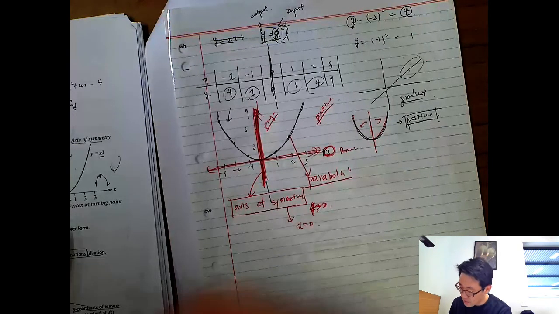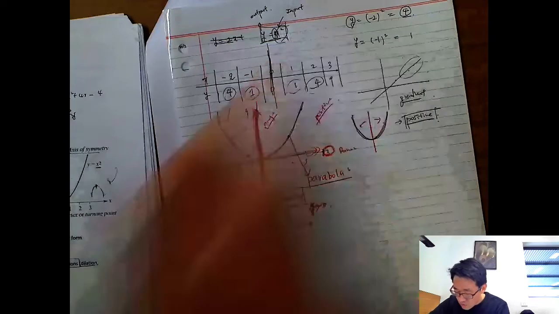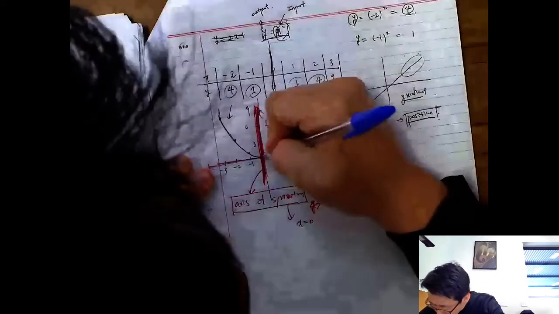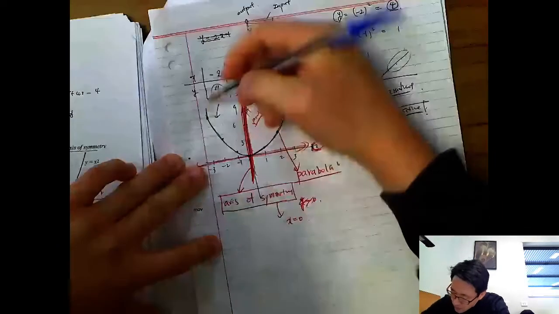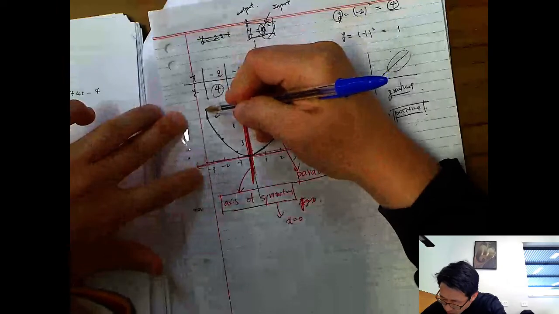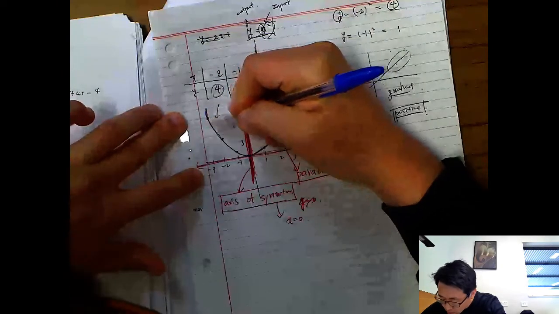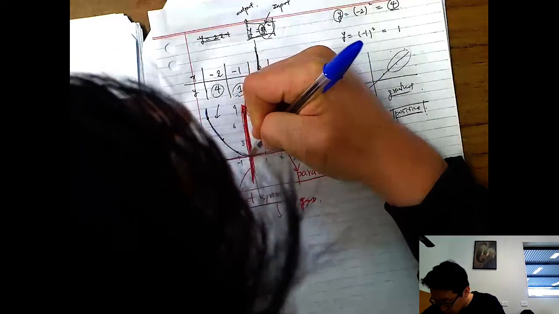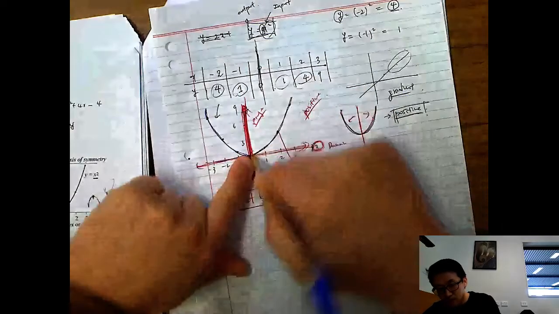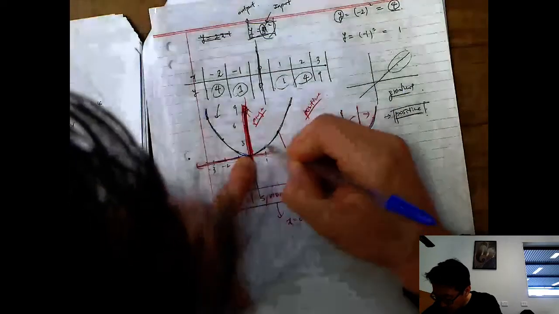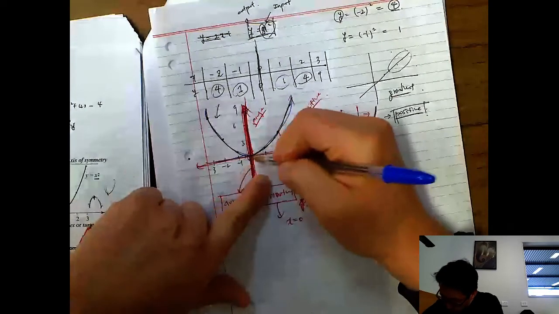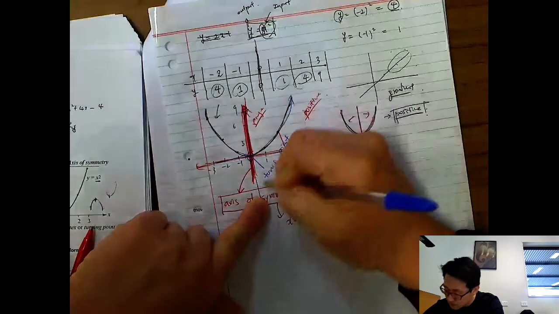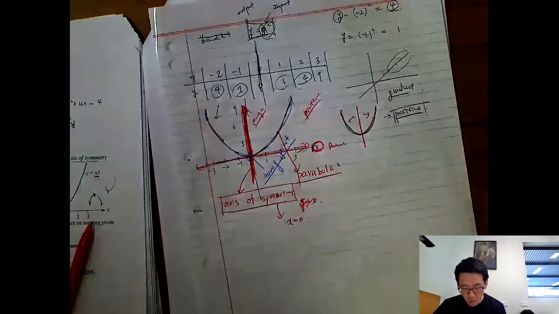And what else? When we look at this point, the y value was decreasing. When x increased, the y value decreases all the way through until x is 0, and after that, the y value starts to increase. So we call this particular point the turning point. This is a turning point, or we call it the vertex.